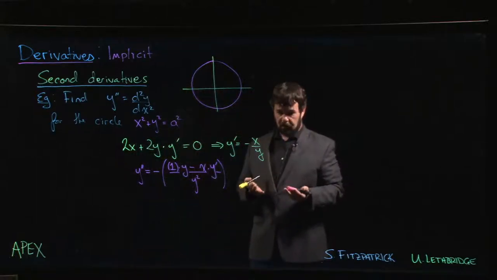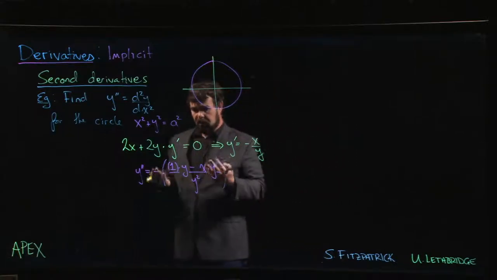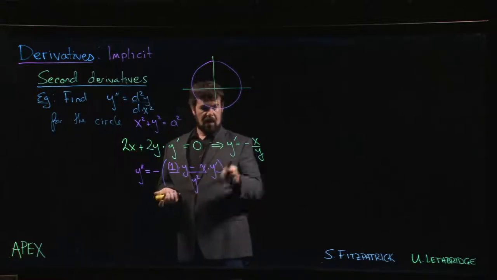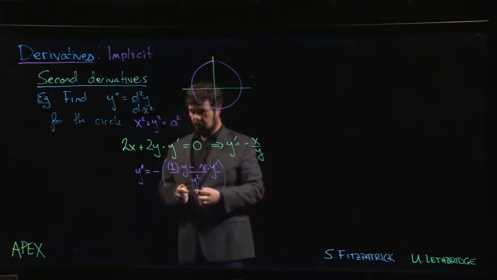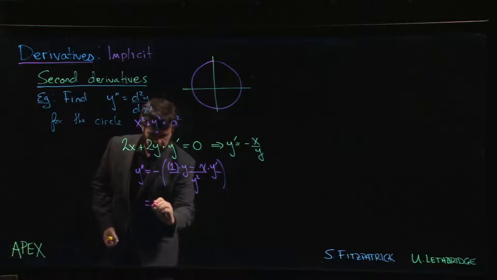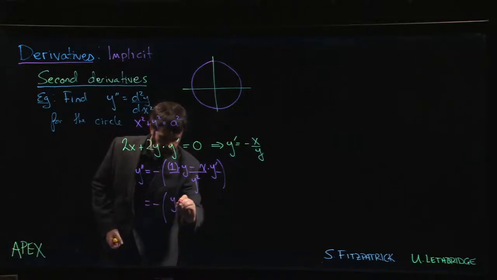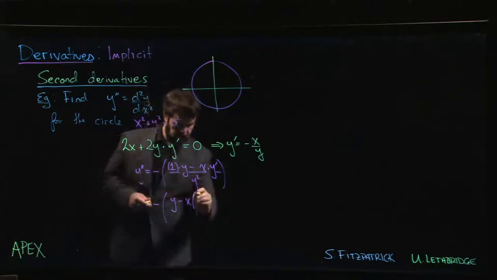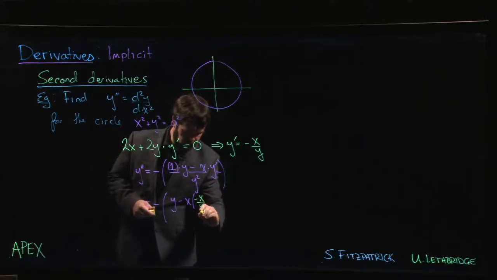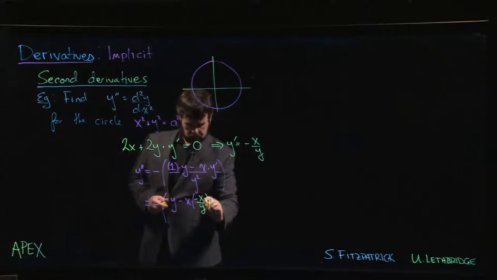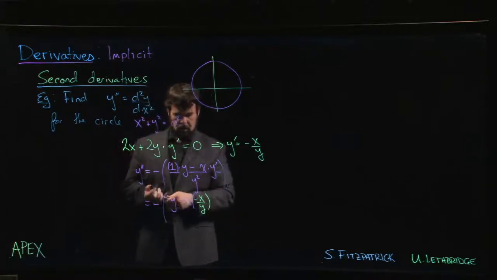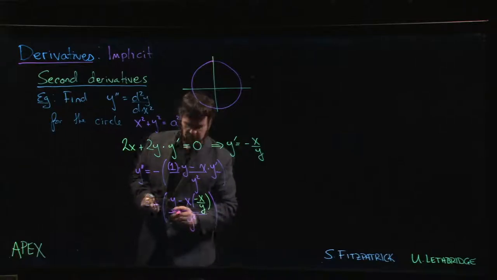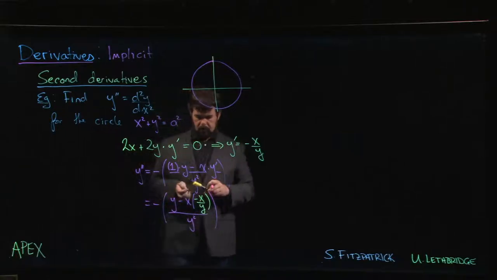We probably want to go a little bit further with this, right? And in particular, although we expect that the answer is at least going to have to be in terms of x and y, it would be nice if we could at least get rid of that y prime, right? But we can, because here's y prime, it's minus x over y. So we can put that in. We can say, all right, so this is minus, so we have y minus x times, so now y prime we're going to replace by minus x over y. And then we divide the whole thing by y squared.